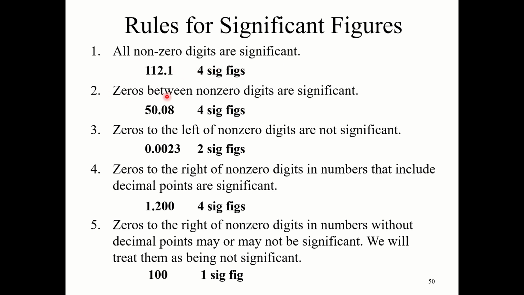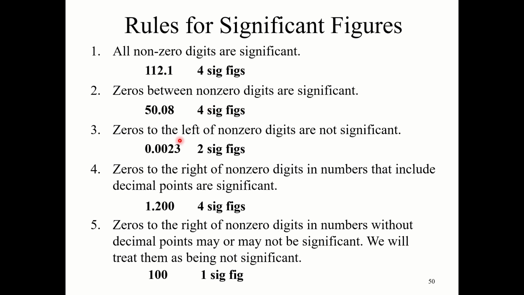Second, these are what I like to call captive zeros. Captive zeros are zeros between non-zero digits, and they are always significant. So 50.08, the 5 and the 8 are significant because they are non-zero digits. These two zeros are captive. They are between the 5 and the 8, so they are significant. So this number has 4 sig figs.